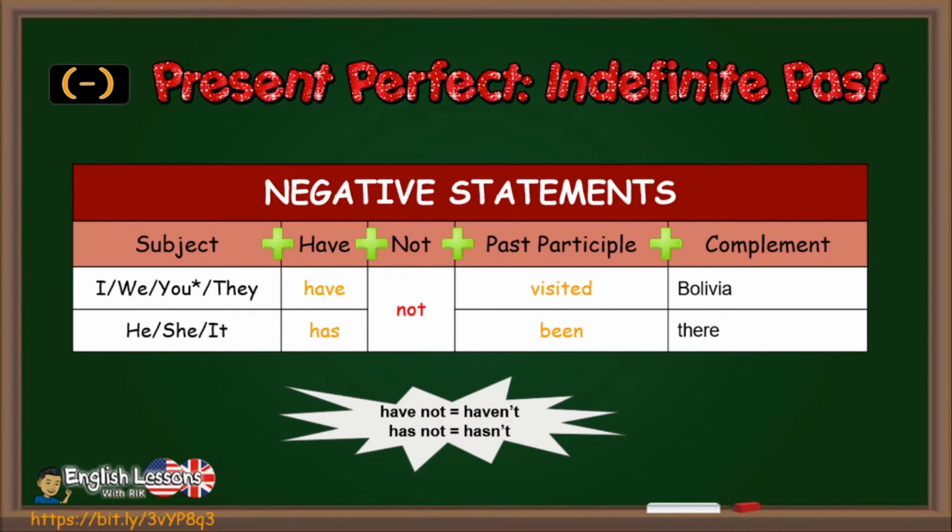In order to make negative statements, you must write first the subject plus the auxiliary have plus the particle not plus the past participle plus the complement. Examples: I have not visited Bolivia. She has not been there. Here we can use the contracted form. Instead of have not, we can say haven't. Instead of has not, hasn't.